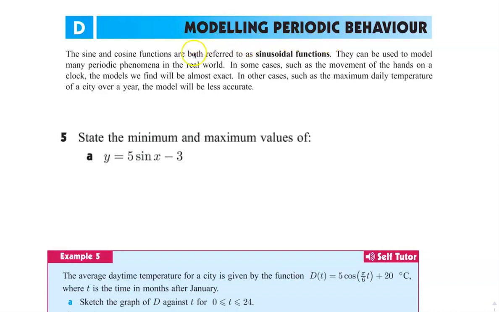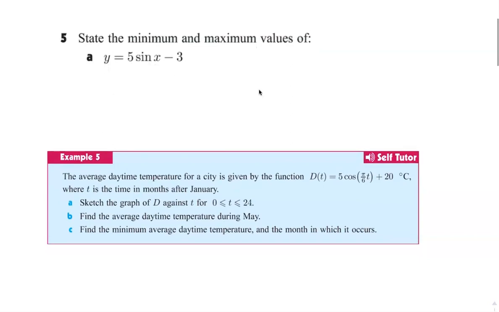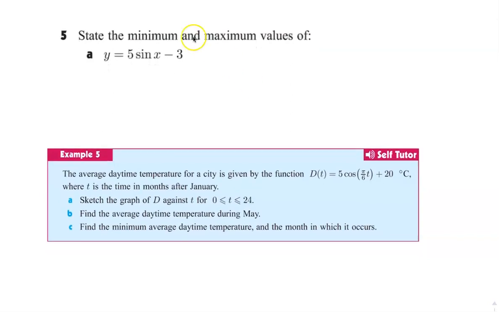Modeling periodic behavior. The sine and cosine functions are both referred to as sinusoidal functions. This means they can be used to model many periodic functions in the real world, such as the movement of hands on a clock or the temperature throughout the day. Now, before we do some modeling problems, let's talk about how to find the min and max of any sine or cosine function. So here we have: state the minimum and maximum values of this function.